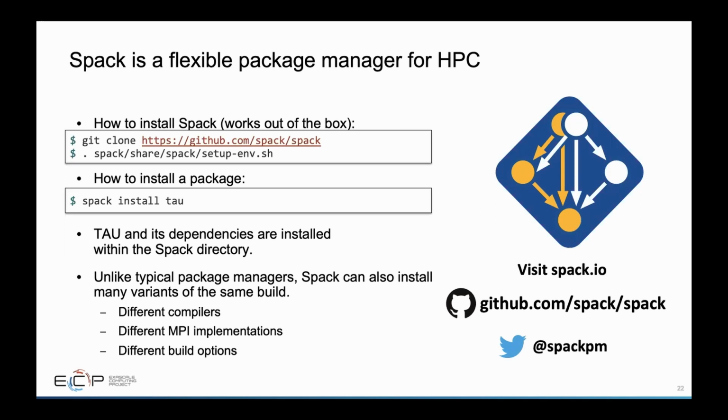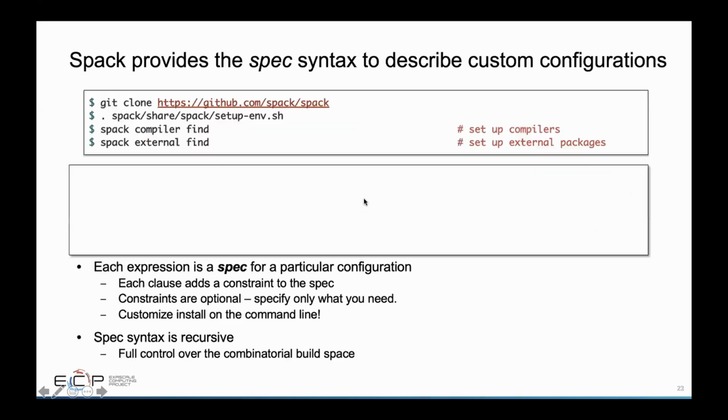And Spack is a flexible package manager for HPC. To use Spack, all you need to do is just clone like this. You say git clone, and then you set up using a setup environment script, and then you are ready to install a package. You could say spack install tau, and the TAU performance system and its dependencies are then installed within the Spack directory structure. But what is interesting about Spack is that it can also install many variants of the same package, and they can coexist. You can support different compilers, different MPI implementations, even different build options.